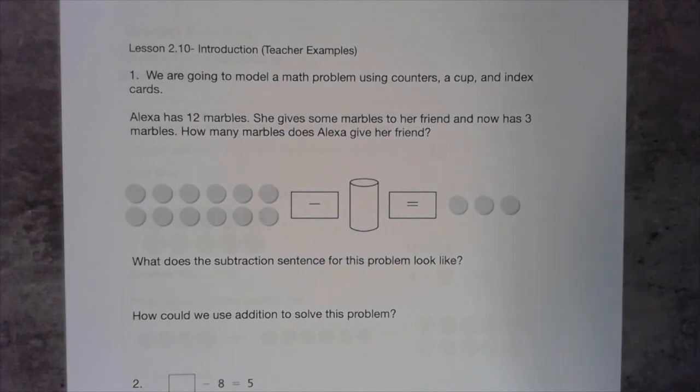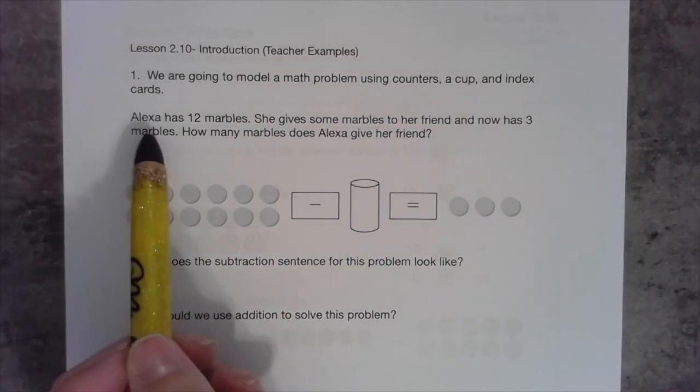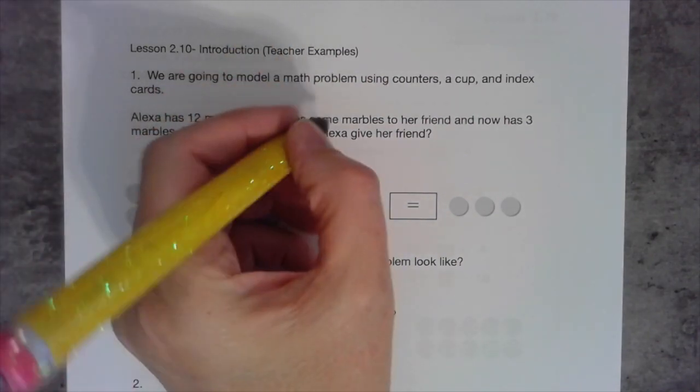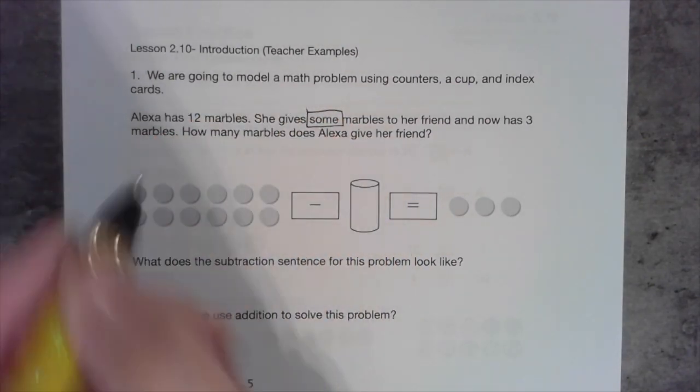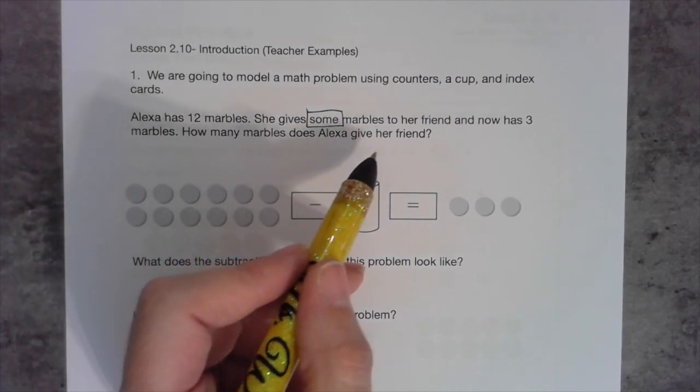So we need to think about in subtraction, where do we find our big number? How can we use the relationship of our big number and one of the small numbers to find the missing number? All right, so I'm supposed to have some marbles in a cup, but because this is online, I had to do some pictures. So the problem that we're going to work on says Alexa has 12 marbles. She gives some marbles to her friend and now has 3 marbles. How many marbles does Alexa give her friend?